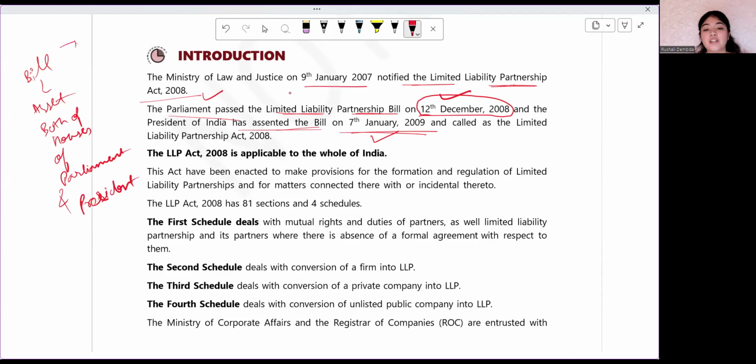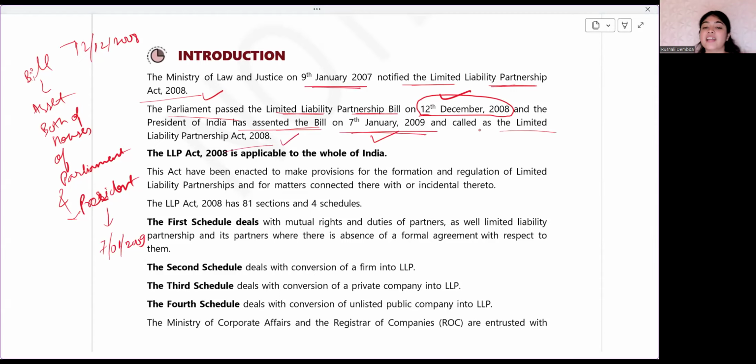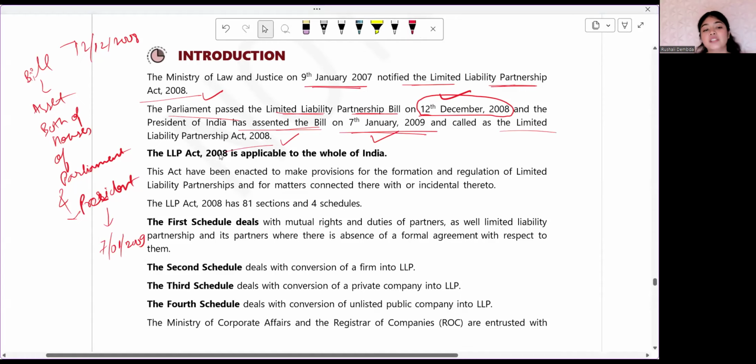So the bill was passed on 12th December 2008. It was notified on 9th January, the bill was proposed on 12th December 2008, and the assent of the President was received on 7th January 2009, right? On 7th January 2009 it became applicable, and was called the Limited Liability Partnership Act 2008. The name was given as Limited Liability Partnership Act 2008. The LLP Act 2008 is applicable to the whole of India. This act is applicable to the entire India.